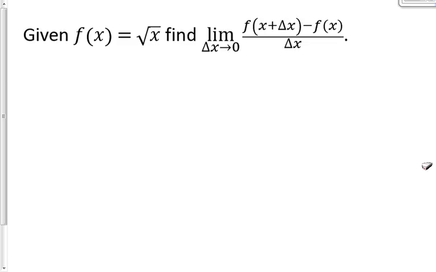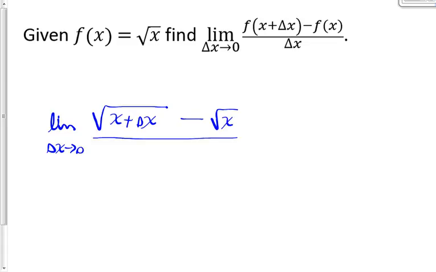Let's go ahead. I'm looking for the limit as delta x approaches 0 of f of x plus delta x. Well, that's going to be the square root of x plus delta x, or what I get when I replace the x in this function with x plus delta x. Minus, still minus, f of x. Well, this is f of x, the square root of x, and that's all divided by delta x. So the only thing I really had to do was put f of x plus delta x in here. f of x is given, and delta x is in the formula.